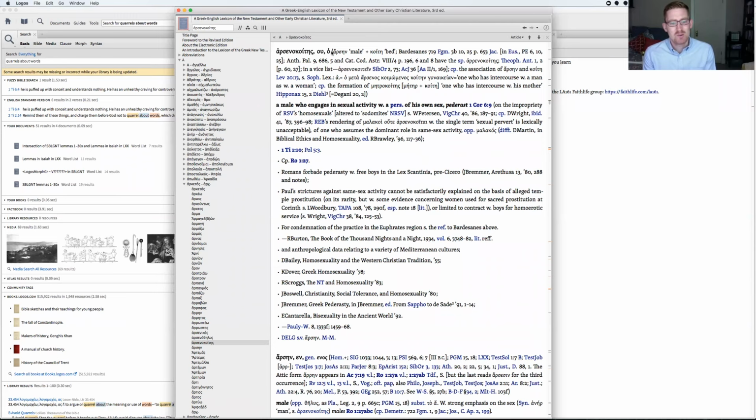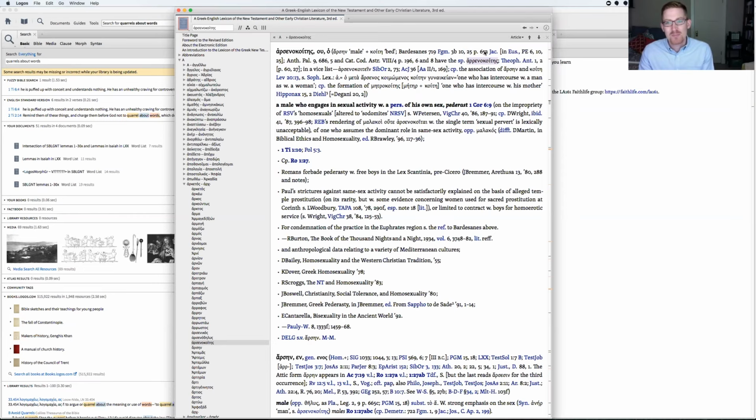So it seems to me that most of this work comes from Dunker. But what Dunker does is he gives you the etymological elements of this word, arsēn, male, plus koitē equals bed, in the sense of bedding somebody down. This is a sexual term. He's not saying that words mean what their etymology says they mean, but he's still providing that help. And then he starts giving obscure references, Bardesanes.